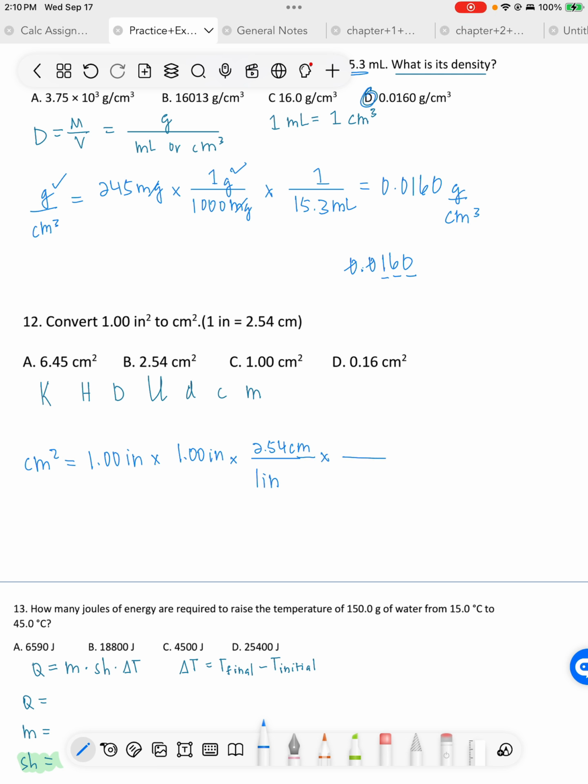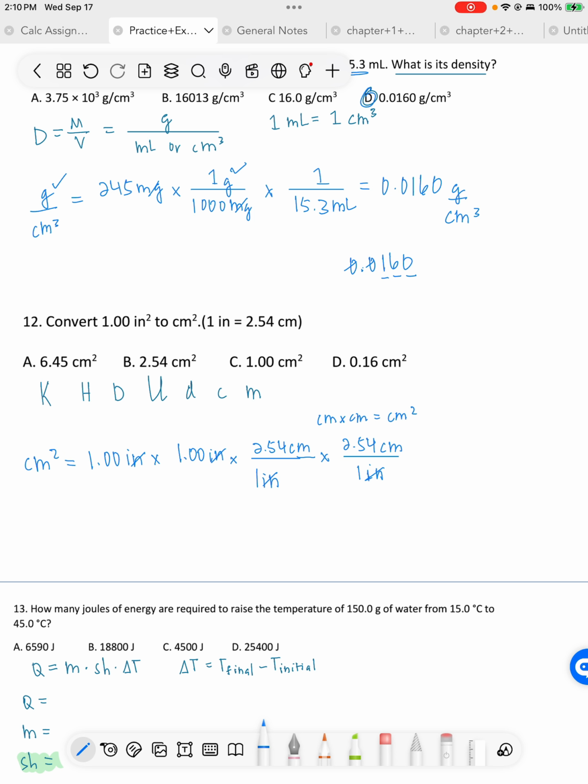And then we're going to do that again because we only got rid of 1 inch, right? So I can cross off one of the 1 inches. And then we want to do that again, 2.54 centimeters. And that allows us to cross off the other inch. And that leaves us with centimeters times centimeters, which equals centimeters squared.